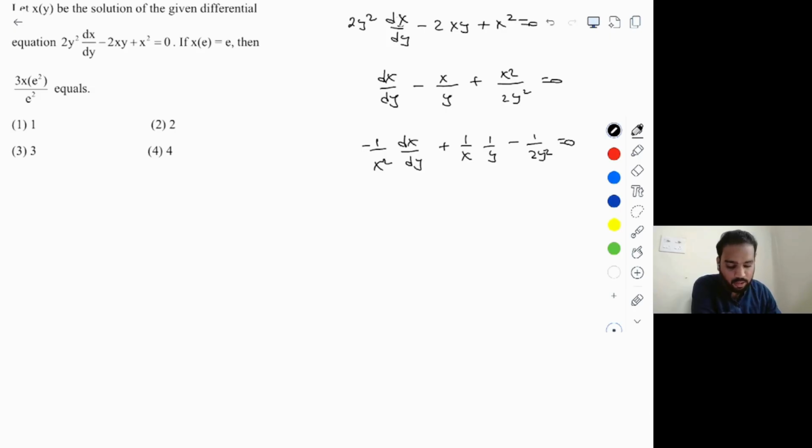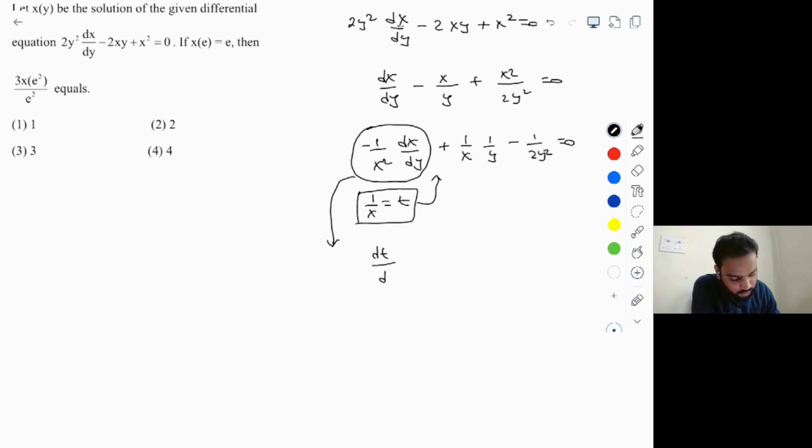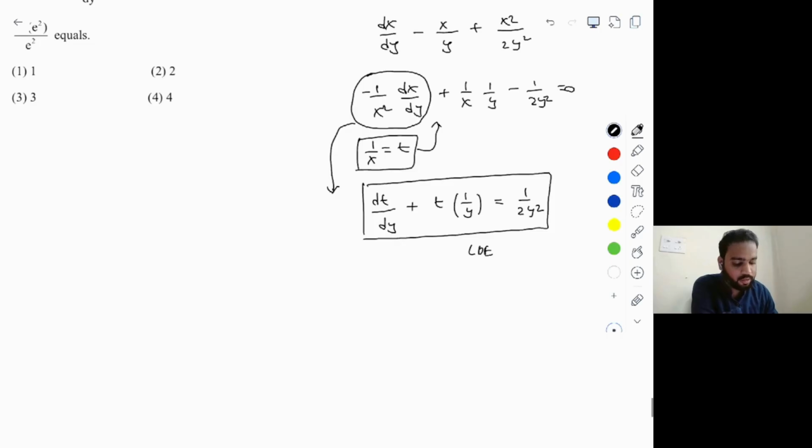And what is the main advantage of doing this here? As you can see, if I put 1 by x equal to t here, the question changes to a proper linear differential equation. Put 1 by x equal to t, which makes this entire first term dt by dy, if you differentiate with respect to y. So it becomes dt by dy, and plus 1 by x is t, so t into 1 by y, and if you take it to the right hand side, this will be 1 by 2y square. So clearly you have a proper linear differential equation in terms of t and y.